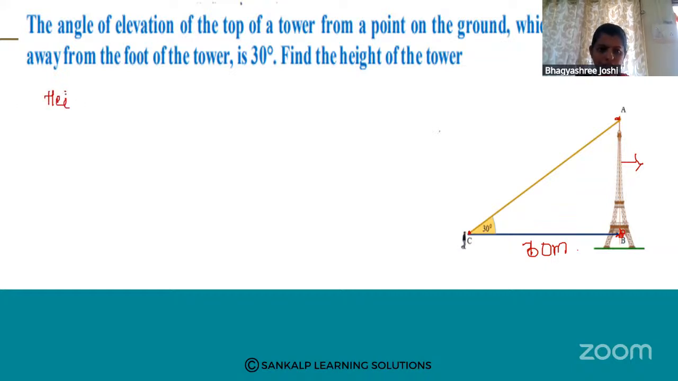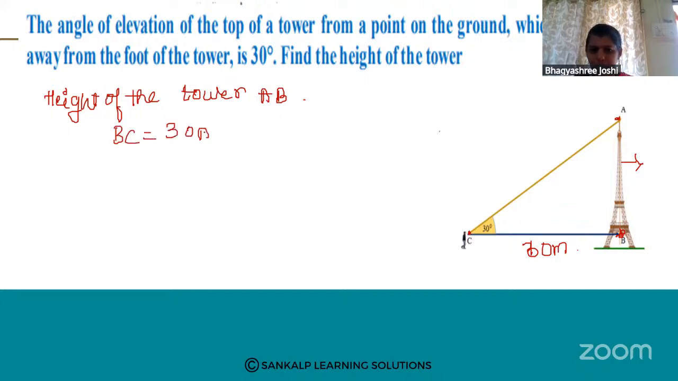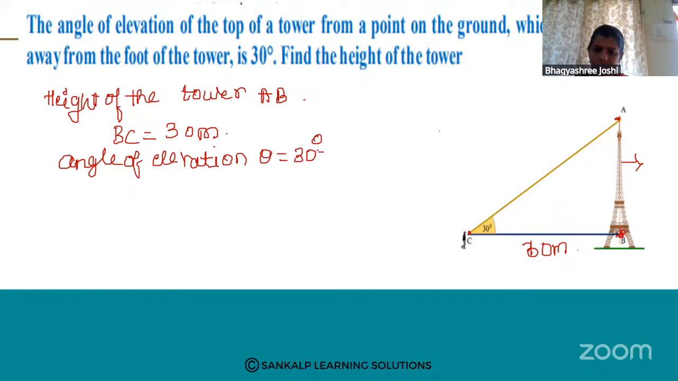So height of the tower, height of the tower AB is the height of the tower AB. Okay, next. So BC is 30 meter and the angle of elevation from the top of a tower from a point on the ground, angle of elevation theta is equal to 30 degree, they have given.